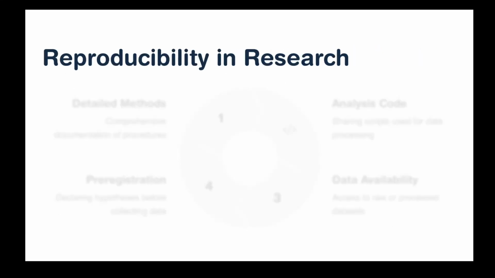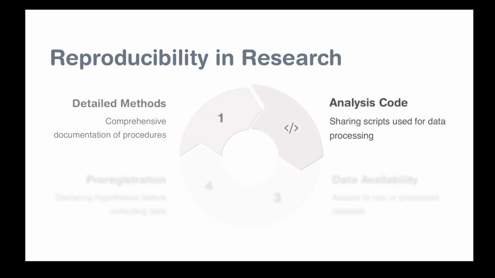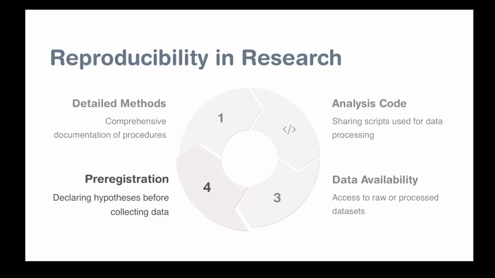After that, we need to look for reproducibility in research as well: detailed methods, comprehensive documentation of procedures, and analysis code, sharing scripts used for data processing. And we need to have access to raw or processed data sets. So the data availability should be there, and pre-registration, declaring hypothesis before collecting data, so that we can properly analyze and also assess our hypothesis, right? So based on this, we need to do that.